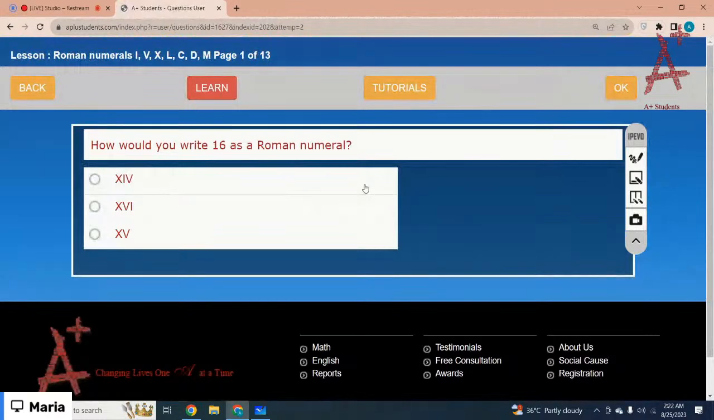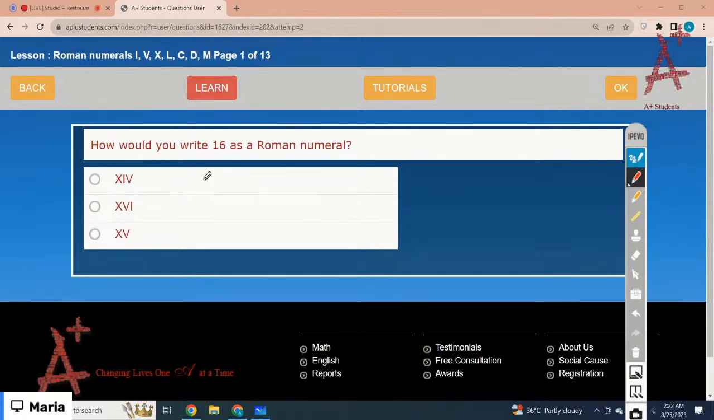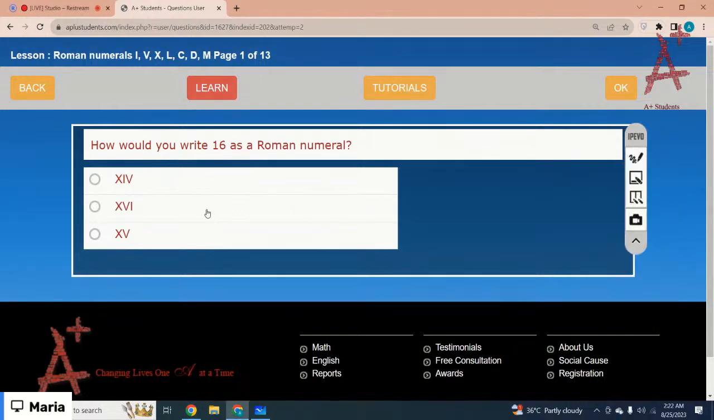How do you write 16 as Roman numeral? So which is the correct option? You can expand 16 as 10 plus 5 plus 1. So for 10 you have to write X, for 5 you have V and then you have I. So it would be X, V and I, which is 16. Option number 2 is the correct option.